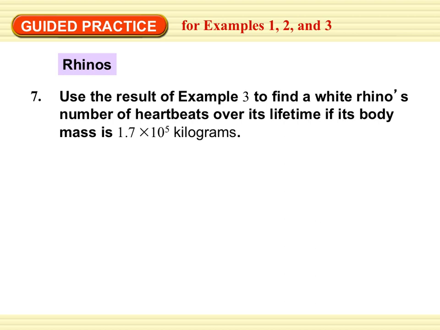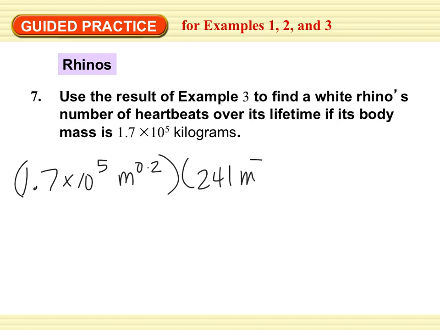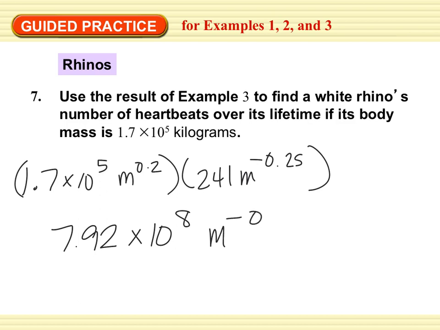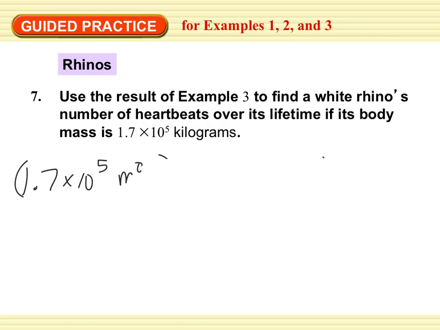Use the result of example 3 to find a white rhino's number of heartbeats over its lifetime if its mass is 1.7 times 10 to the 5th. Go back and find that equation. What's the mass? So this is m to the 0.2 times 241 m to the negative 0.25. Okay, if I multiply those coefficients, I actually get 7.92 times 10 to the 8th m to the negative 0. Oh, wait. My bad. Let's erase all of this. I messed up. And you guys can see that, which is totally fine.